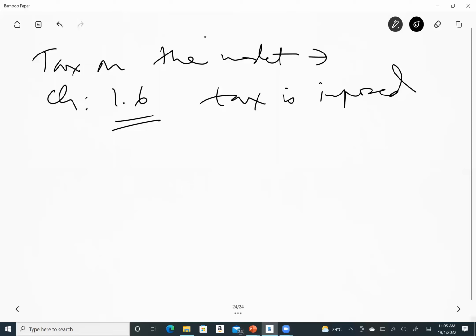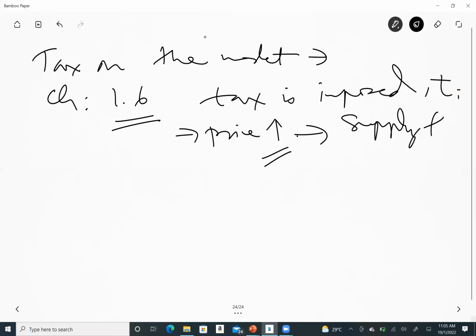So if you impose a tax, say T, then what happens? The price will increase. Here it is shown by the supply function. When the tax is imposed, it goes to the supply function, to the firm, and the firm will increase the price.